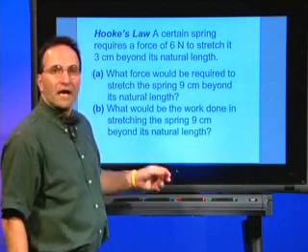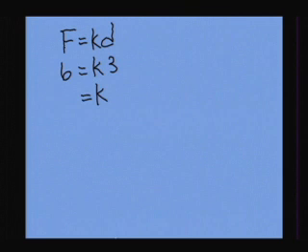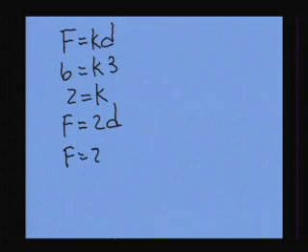All right, let's find out how you did on this problem. Let me go to a clean screen. And again, you start off with the formula F equals kd. And in this particular case, we know the force was 6 and the distance was 3, so k equals 2. Then we know that the distance was 9, so we have F equals 2d. F equals 2 times 9, which gives me a force of 18 newtons.